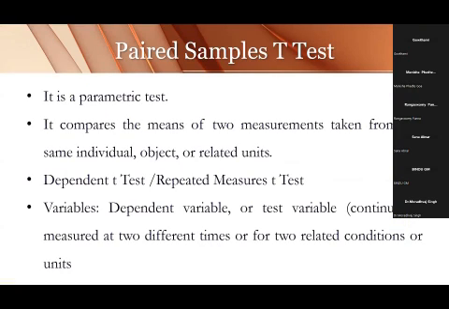Next one, the paired sample test. It is a parametric test. It compares the means of two measures taken from the same individual or same object or related items. Now, when it comes to the paired sample test, it compares the means of two measurements taken from the same individual.